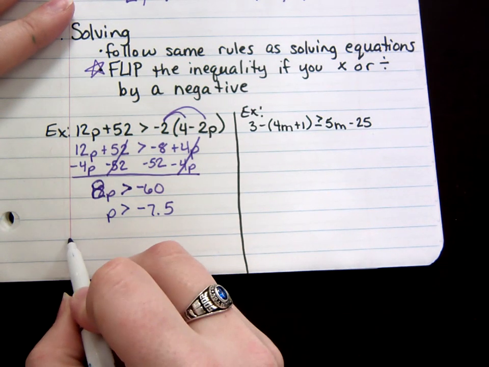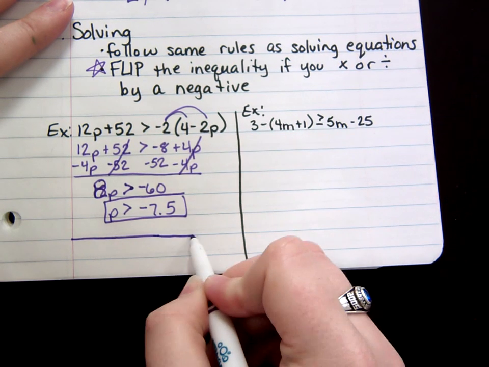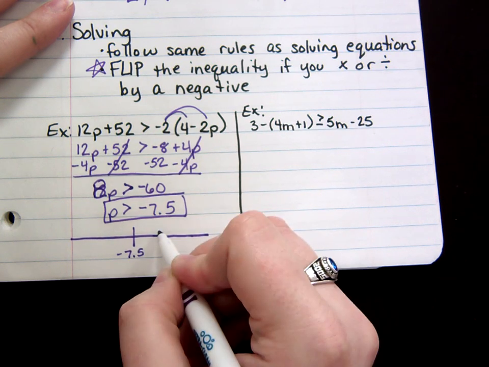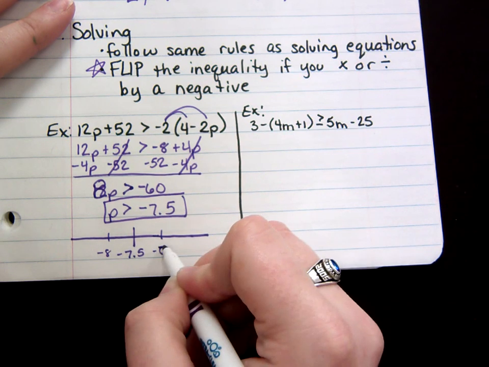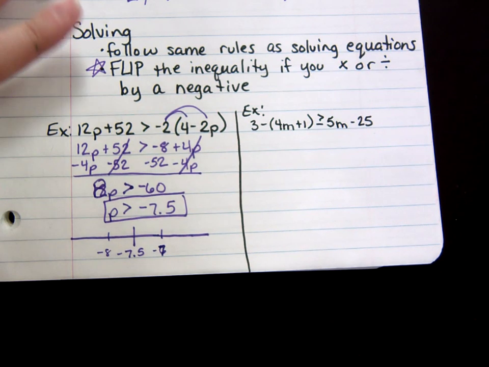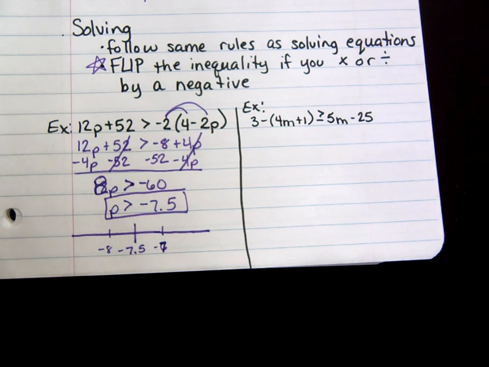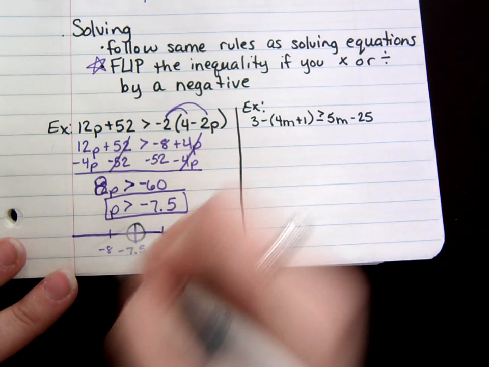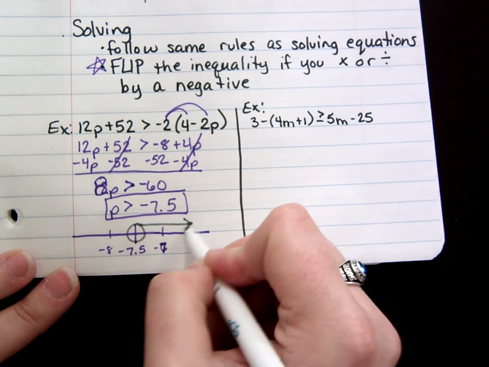So let's graph this on a number line. On a number line, I'm just going to do -7.5 here. You can do -6 and -8 here, or -7, I'm sorry, if you want to. Usually I'm okay with, when you're hand drawing it, just do your middle line. Now, it's an open circle because it's just greater than. And it's going to go to the right.